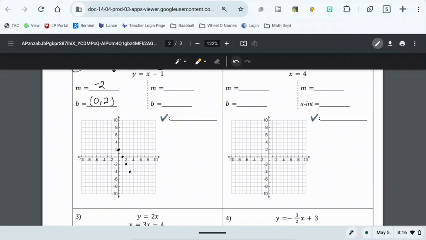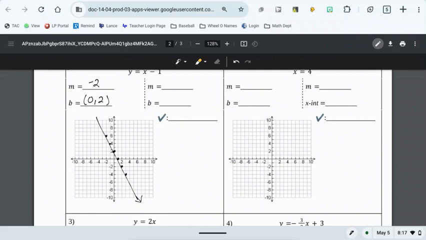For this first line, you might want to graph a few more points because you're not going to be exactly sure where the second line is going to cross it. So the more you have initially, the better off you're going to be once you graph that second line. So there's our first line.